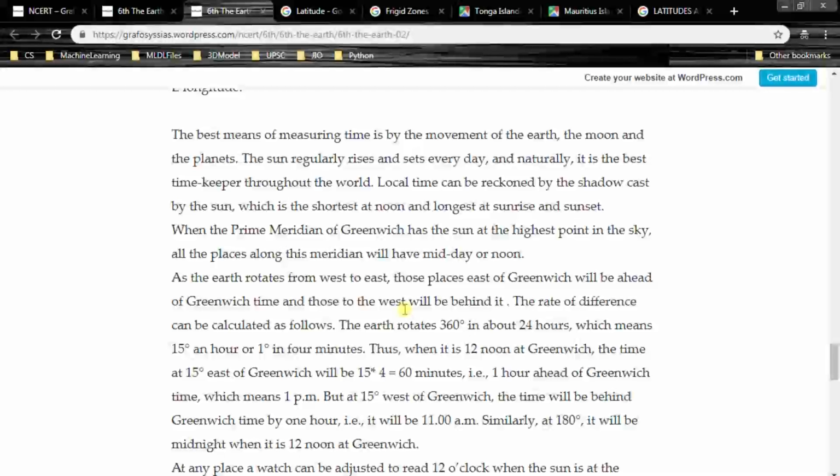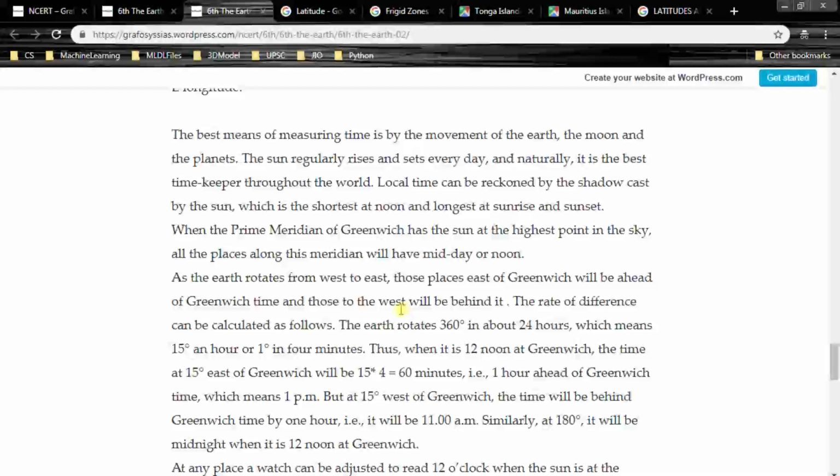When the prime meridian of Greenwich has the sun at the highest point in the sky, all the places along this meridian will have midday or noon. So at any point of the prime meridian at which the sun is at the highest point in the sky, then all the places on this meridian will have midday.